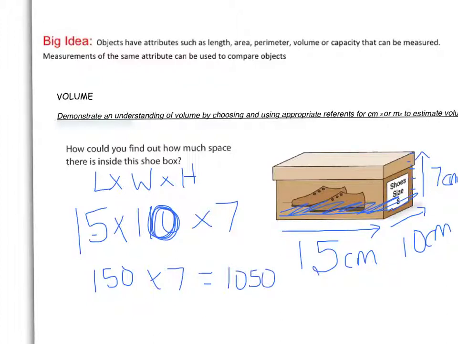1,050. And we said this was all centimeters, so it's centimeters cubed, a little 3, because it's 3D shapes that we're working with and 3D shapes that we're filling this box with as well. So 1,050 centimeters cubed would be the volume of this shoebox. How much space is available inside the box?